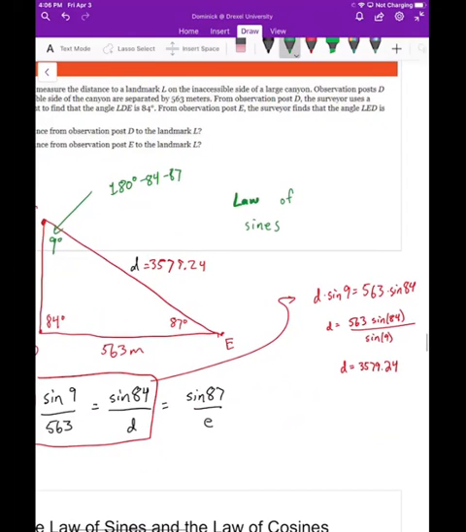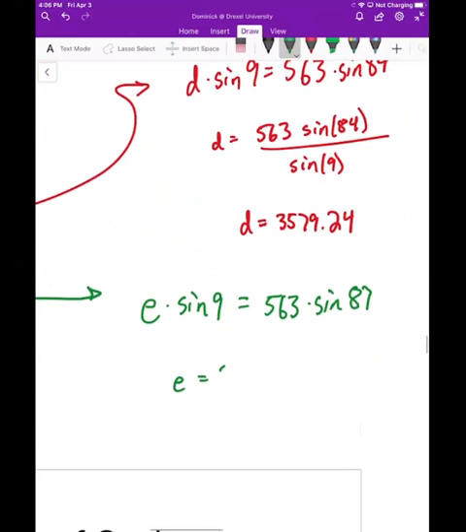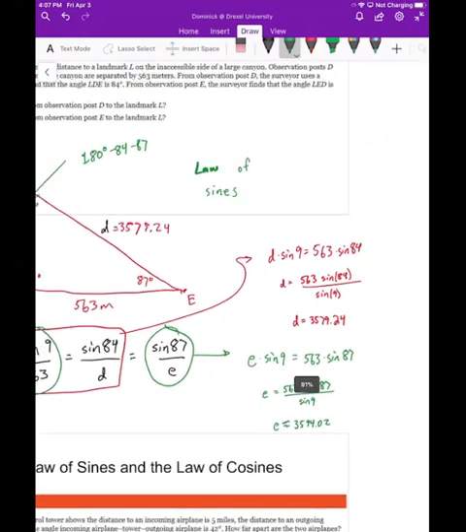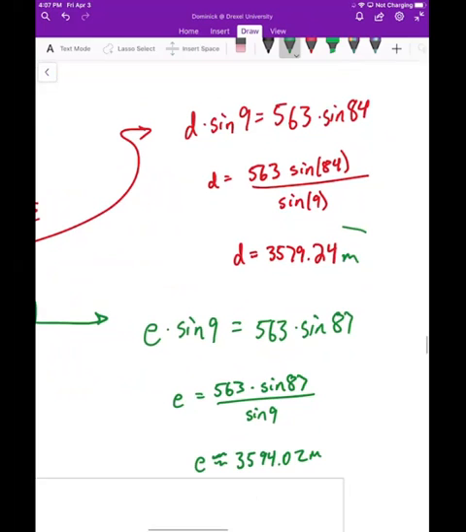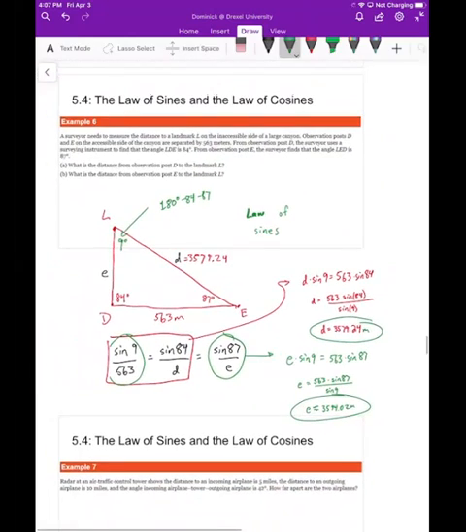And of course, to get E, we could use something similar, only now we're going to use this one and this one. If we cross multiply, we'll find that E times sine 9 is equal to 563 times sine 87. So then side E is 563 times sine of 87 over sine of 9. If we divide by sine 9, we find that side E is roughly 3594.02. And I think this was all in meters, yes, so both of these should be meters. And those are the other two sides that we needed. That was part A and part B.